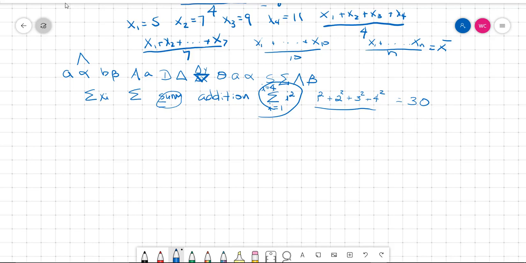So what is this equal to? It's equal to 30. Okay, let's try another one. But first, let's stop.